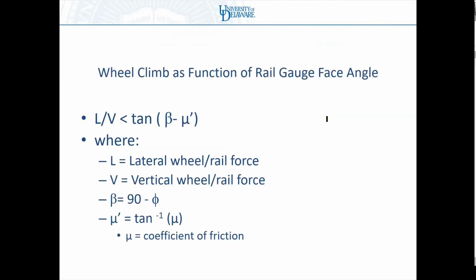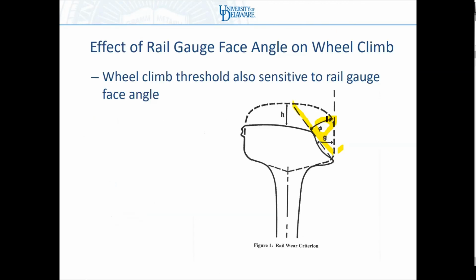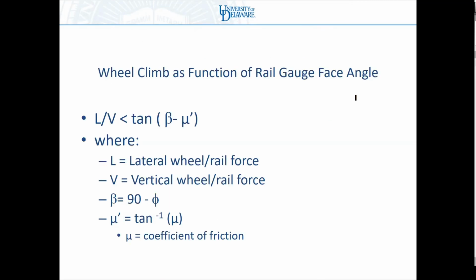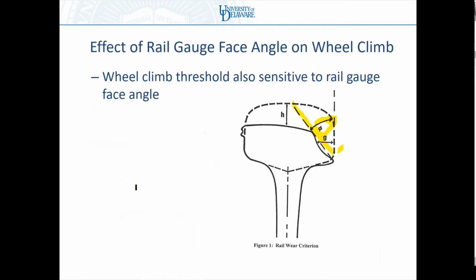So if I go through the analysis, an equivalent analysis to the Nadal equation, except in this case, I look at the gauge face angle, I get an equation that looks like this, where my L over V threshold, just like the Nadal equation, is equal to the tangent of beta minus mu prime, where beta is 90 minus phi.